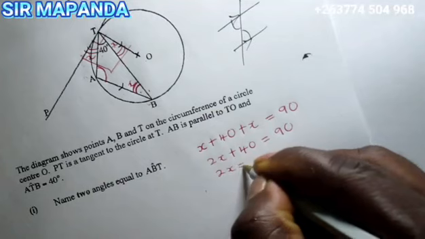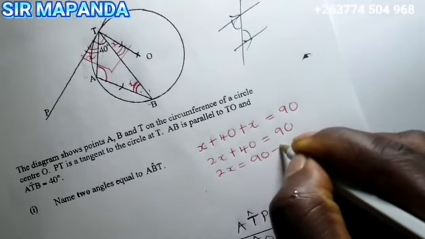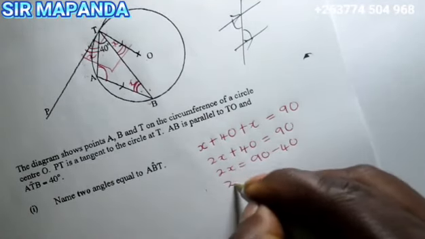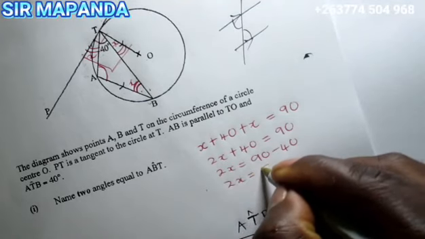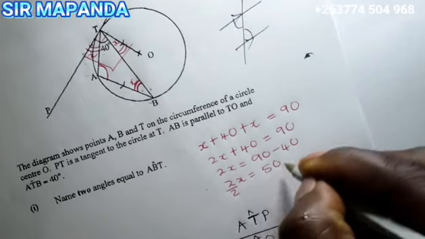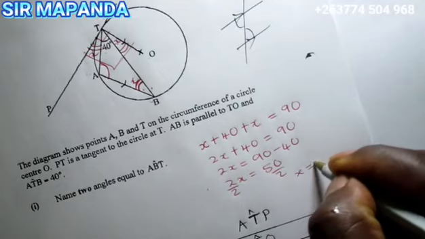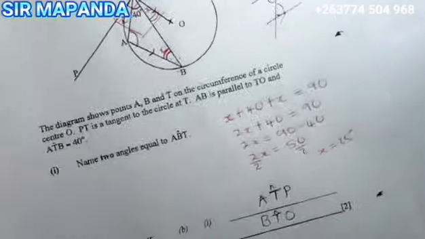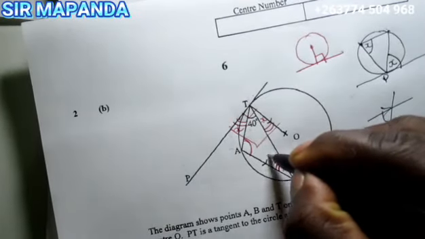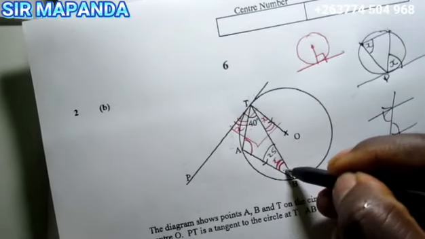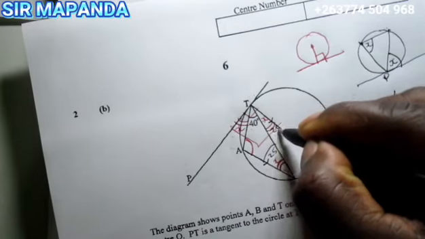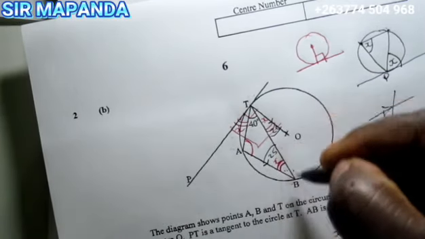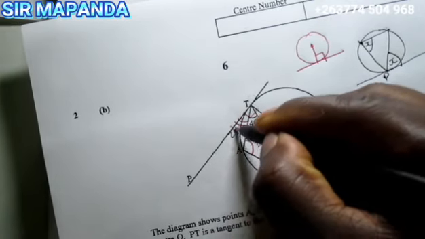Move 40 to the right side. You get 90 minus 40. This is 2x is equal to 50. Then divide both sides by 2. You get x is equal to 25. So since x is equal to 25, it means that we have 25 degrees at B, we have 25 degrees at BTO, and we also have 25 degrees at ATP.